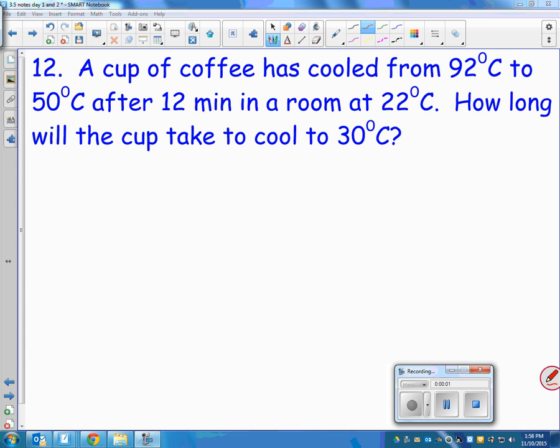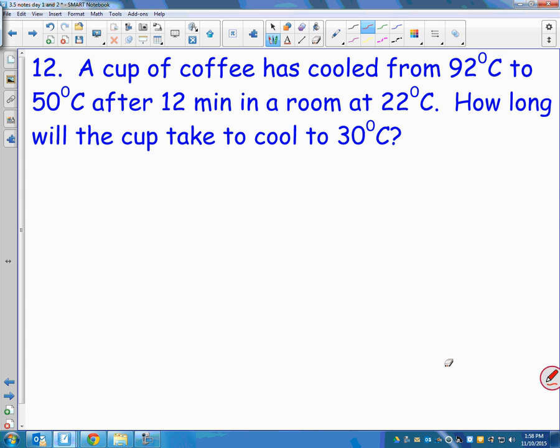Not fry time in here, so we can do it. A cup of coffee has cooled. I don't really know my Celsius very well, so 92 degrees Celsius to 50 degrees Celsius after 12 minutes in a room at 22 degrees Celsius. How long will the cup take to cool to 30 degrees Celsius?